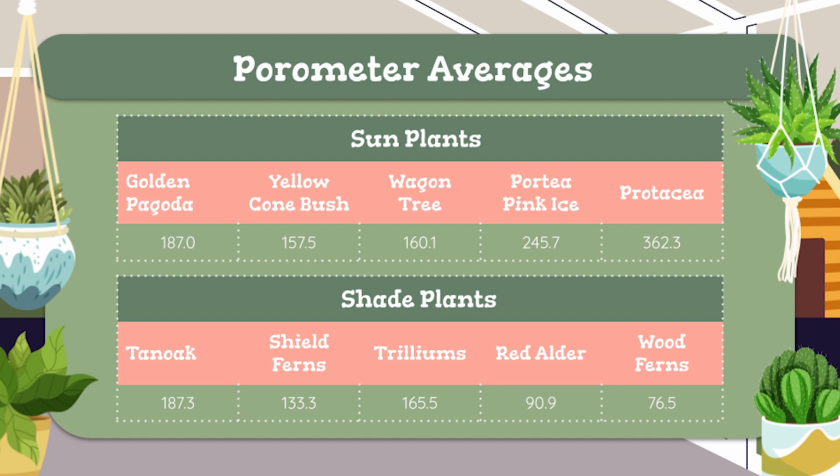For the parameter averages in sun plants, it was 187, 157.5, 160.1, 245.7, and 362.3, versus in the shade plants, it was 187.3, 133.3, 165.5, 90.9, and 76.5.